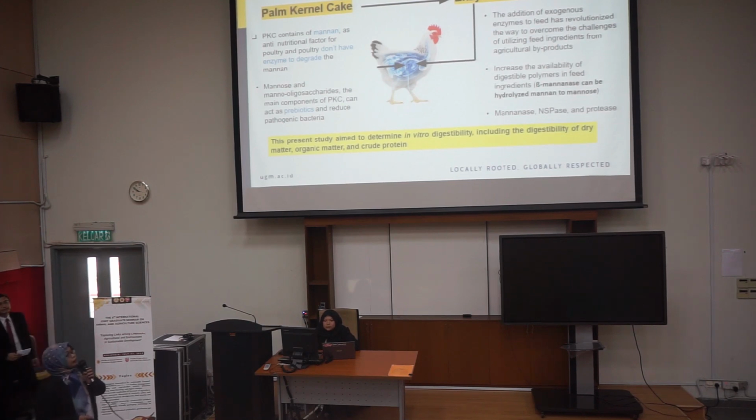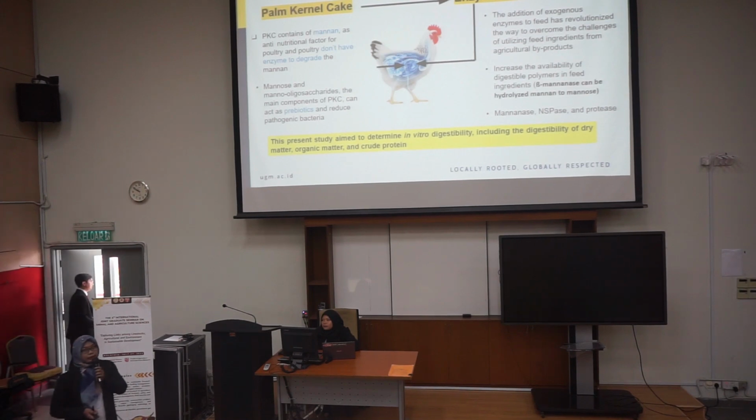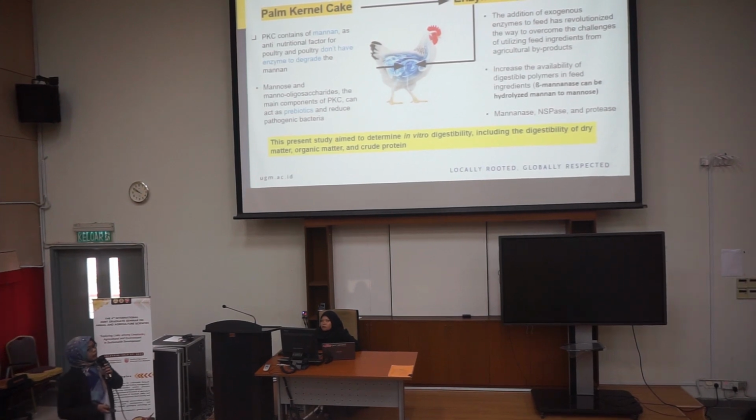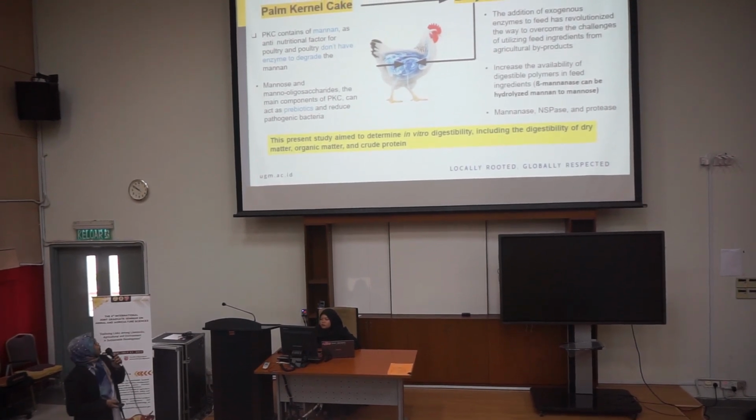The addition of exogenous enzymes to feed has revolutionized the way to overcome the challenges of utilizing feed ingredients from agricultural byproducts. So, enzyme supplementation can increase the availability of digestible polymers in feed ingredients. For example, beta-mannanase can hydrolyze mannan to mannose. And then NSPase degrades polysaccharide to monosaccharide, and protease can hydrolyze protein to amino acid.